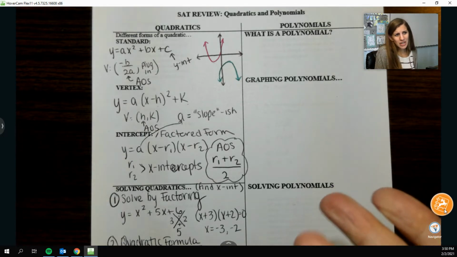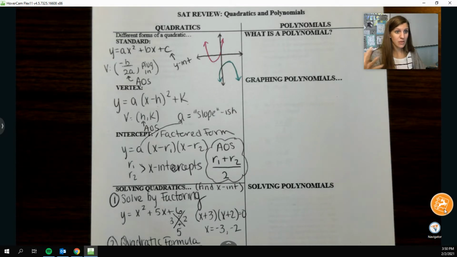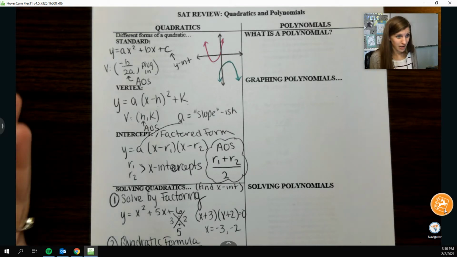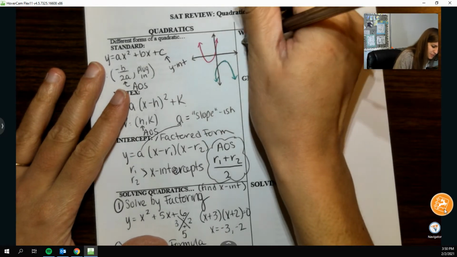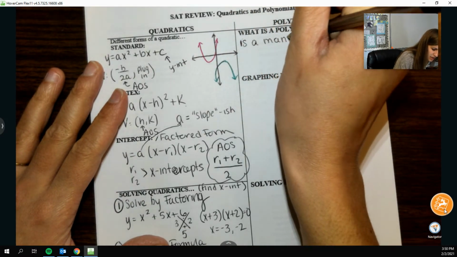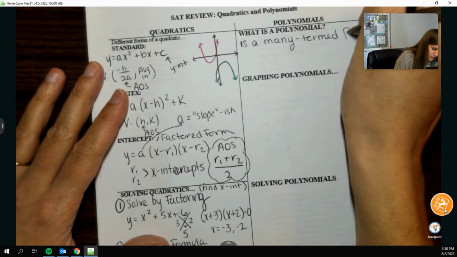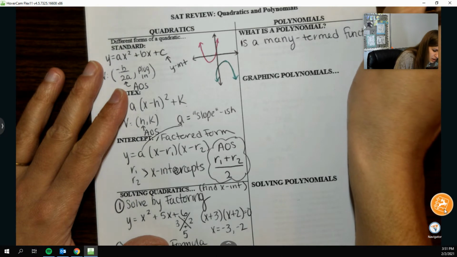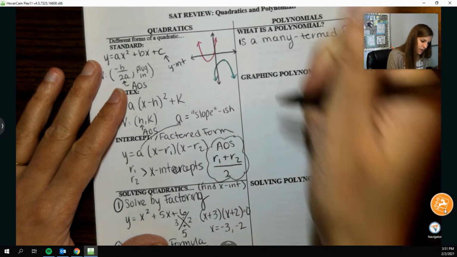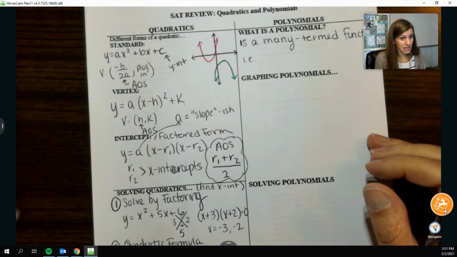I mean, truly a quadratic is a polynomial, but a polynomial could be to the third or to the fourth or to the fifth or to the sixth or to whatever I want. So a polynomial is a many-termed function, i.e., kind of the best way to show it is just with an example.